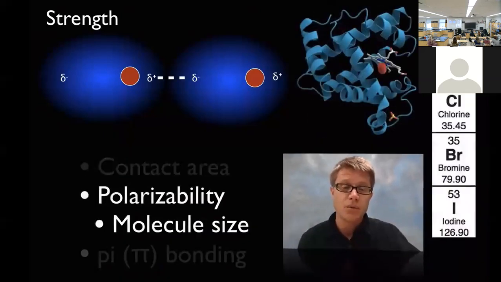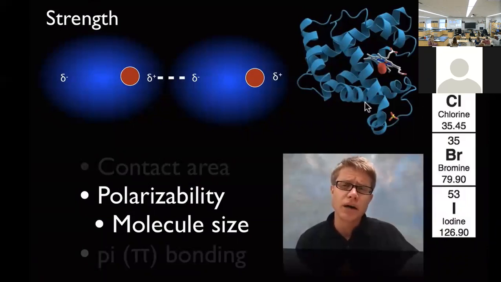What else? The polarizability. And polarizability, remember, is the squashiness. The more electrons we have, the more forces we're going to have. And so this right here is a protein. Proteins are massive in size, and a lot of that three-dimensional shape comes from these London dispersion forces.